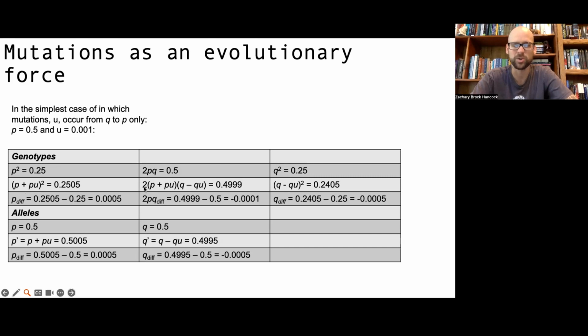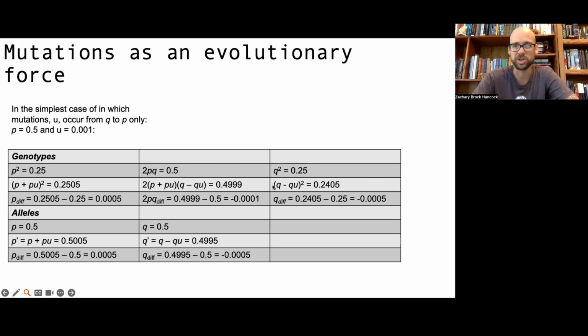For the heterozygote, you have two multiplied by (P plus Pu), because there's some proportion of the heterozygote P that is coming from mutation, multiplied by Q, with a frequency of Q minus some of the Qs that have been lost and converted to Ps.